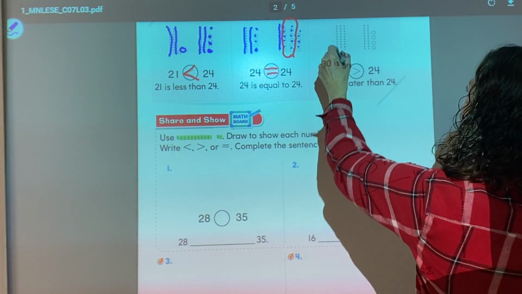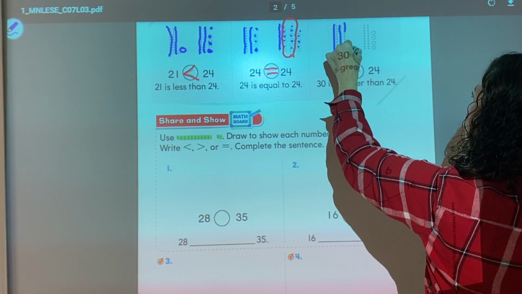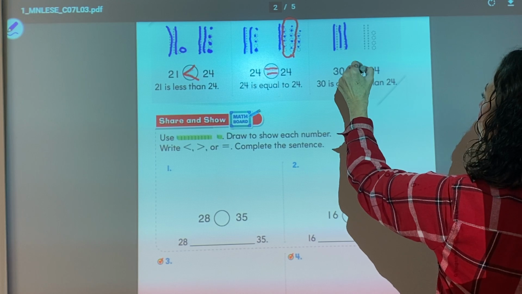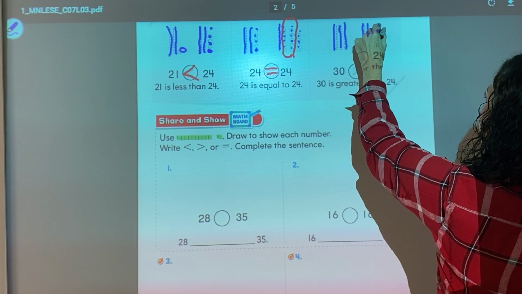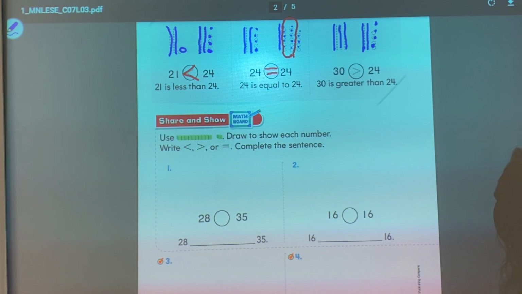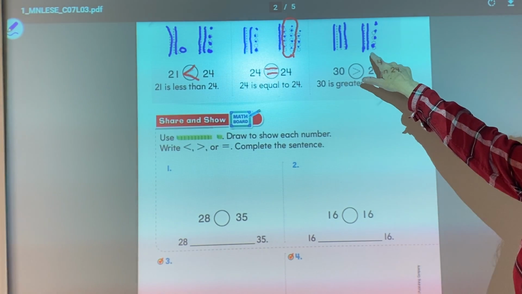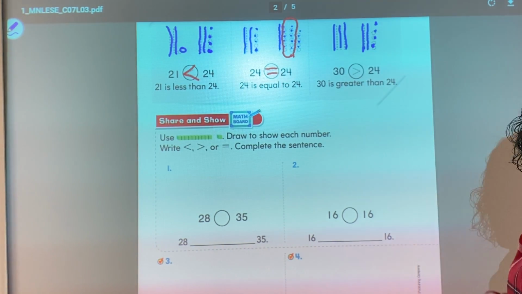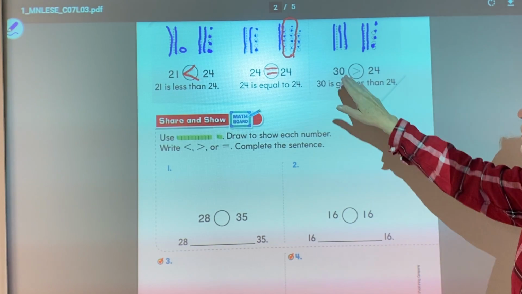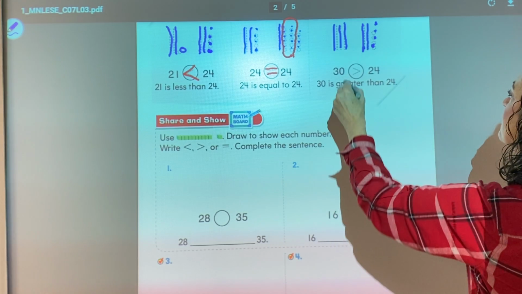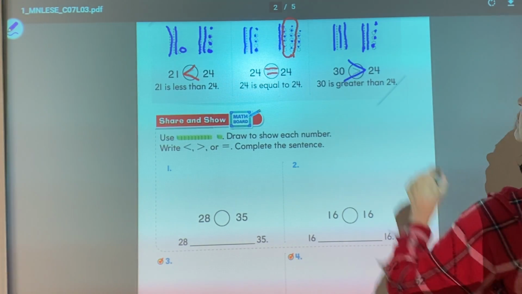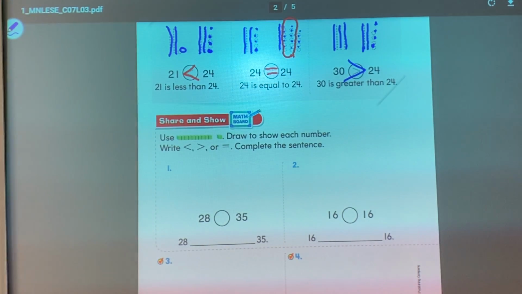On this problem, we have 3 tens, which makes 30, 10, 20, 30. And then we have 2 tens, and we have 4 ones, which makes the number 24, 10, 20, 1, 2, 3, 4, 24. And we know that 30 is my biggest number because I have 3 tens in it. So 30 is greater than 24. All right.